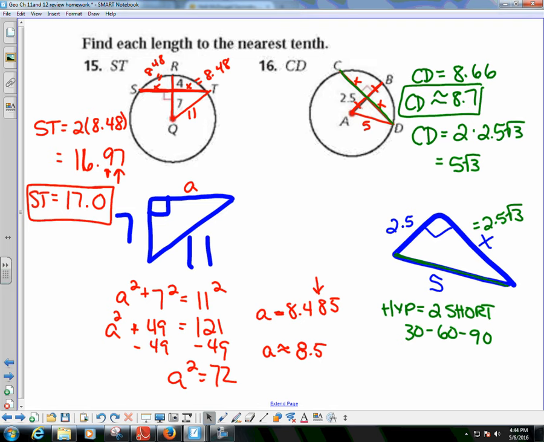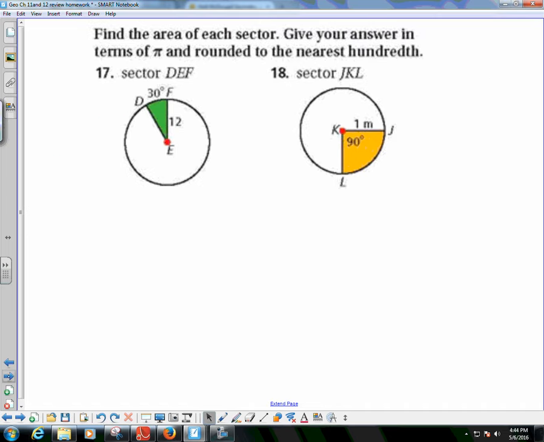You can absolutely do this using the Pythagorean theorem, but I feel like my method took a lot fewer keystrokes and a lot less time to do. All right, find the area of each sector, give your answer in terms of pi, and round it to the nearest hundredth.